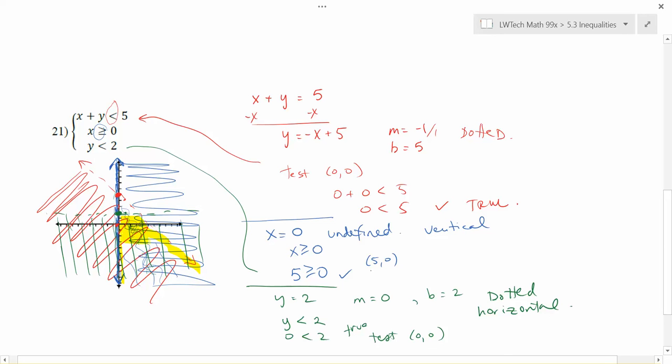And so this bottom weird-looking trapezoid section that extends down forever is going to end up being my final region that's the solution to my system of inequalities. So if I picked any point in this yellow region, it would make all three of these inequalities true. And if I picked any point outside of that yellow region, it would make at least one of those false and thus not be a solution to the system of inequalities, which is what I'm interested in looking at.